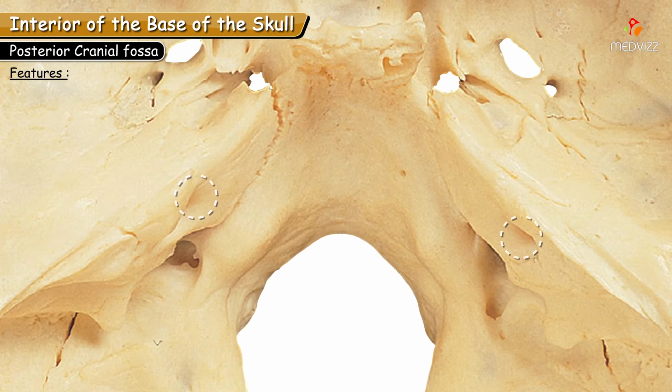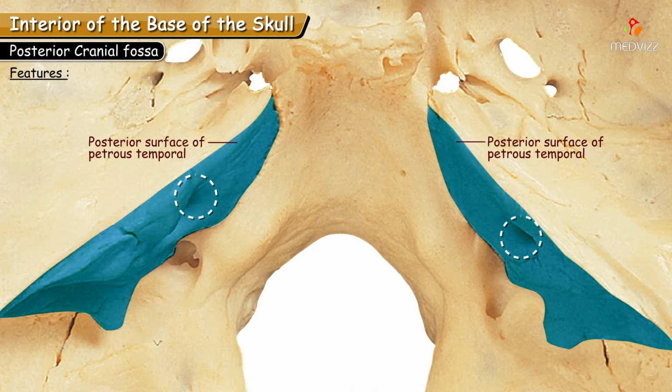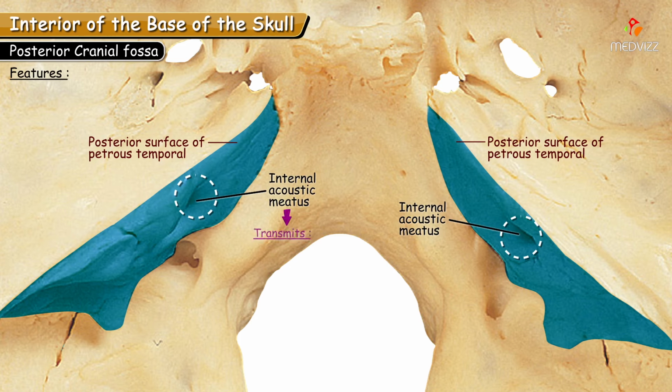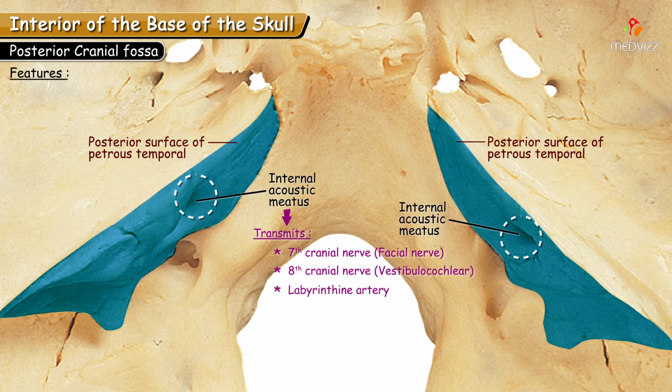And one more feature is along the posterior surface of the petrous part of temporal bone. Approximately 1 centimeter in length, there is a canal called the internal acoustic meatus, which is present in the center of the posterior part of petrous temporal. So this opening is the internal acoustic meatus, which is approximately 1 centimeter in length, and this meatus transmits the 7th and 8th cranial nerves and labyrinthine artery.